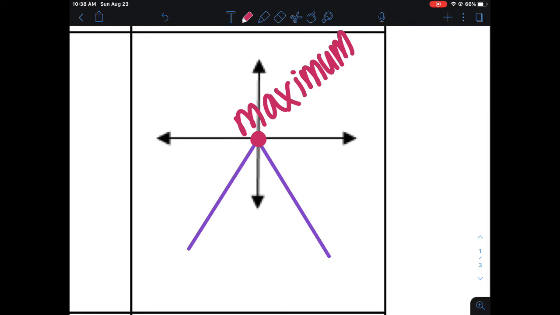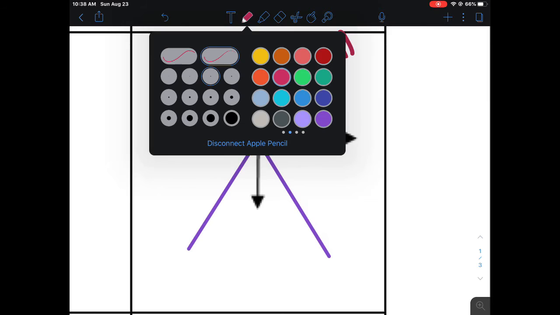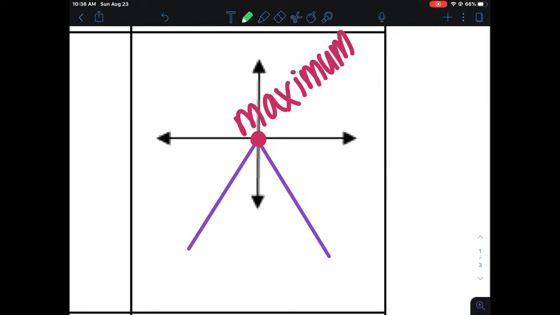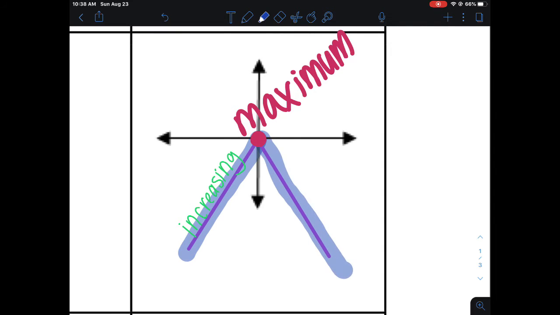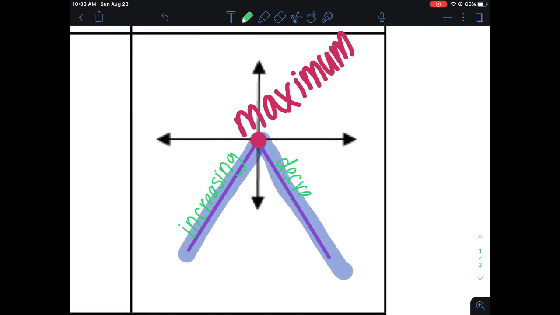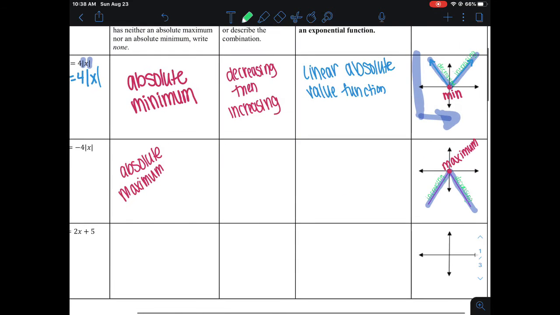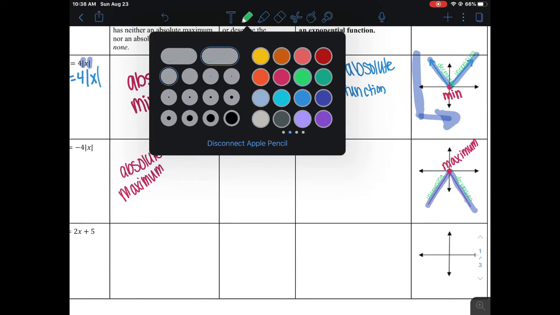Okay, back to my graph. Increasing, decreasing, combination, constant. What's going on here? So as we go from left to right, did we walk up a hill or walk down a hill? We walked up a hill, so we are increasing. And then we reached that red dot, and from left to right, we went down. So we walked downhill, meaning that we are decreasing. So this function is increasing, then decreasing.